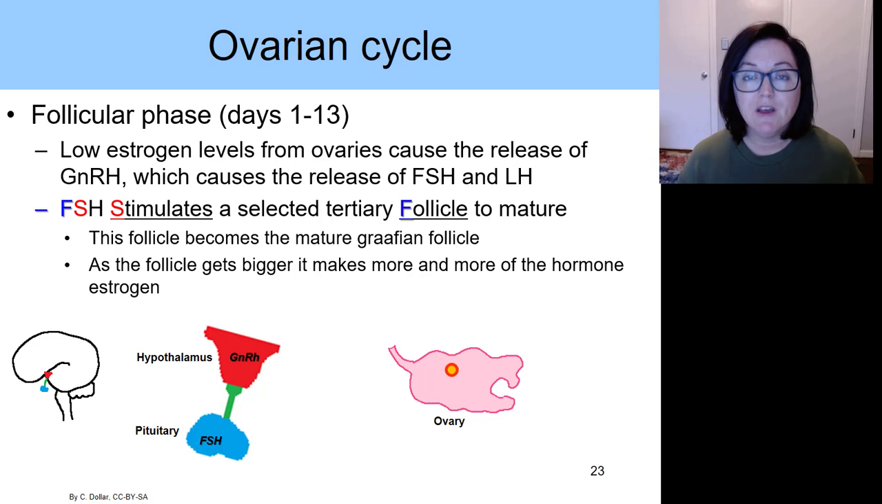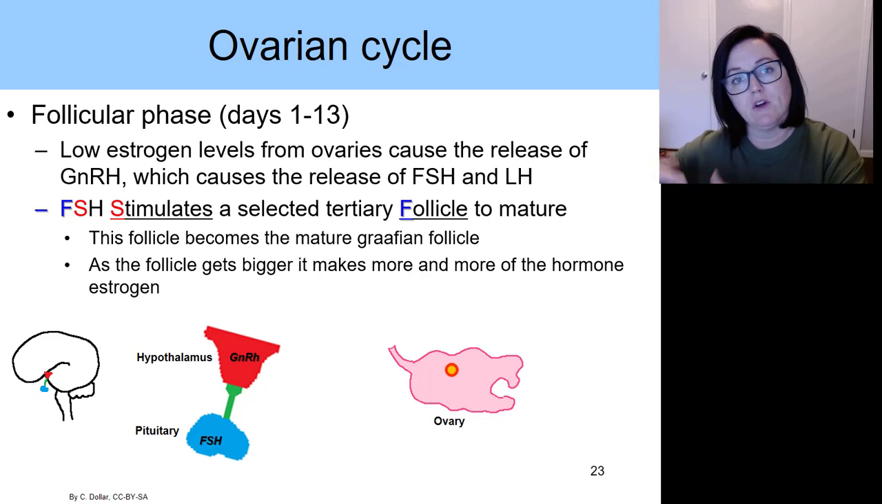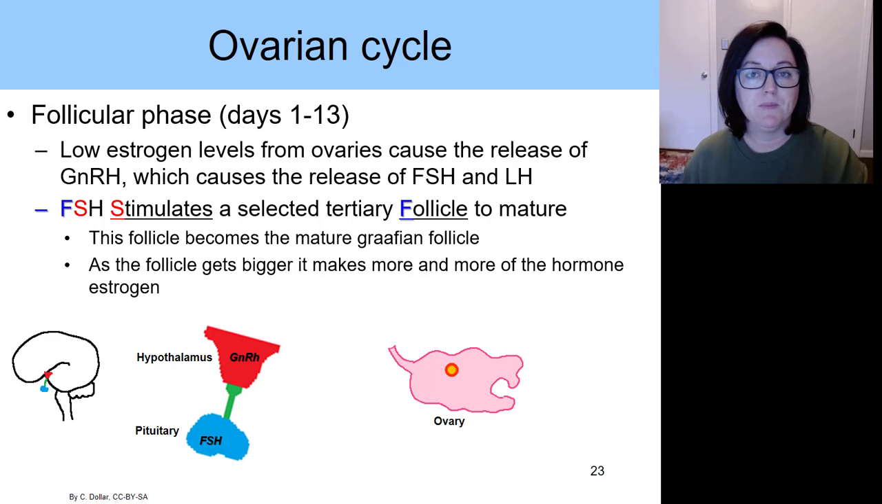But what's causing the follicle to develop is a hormone called follicle stimulating hormone, right? FSH. So FSH is a hormone that's going to come from the pituitary, travel to the ovaries, and then cause folliculogenesis. But what causes FSH to be released? That is GnRH, also known as gonadotropin-releasing hormone.